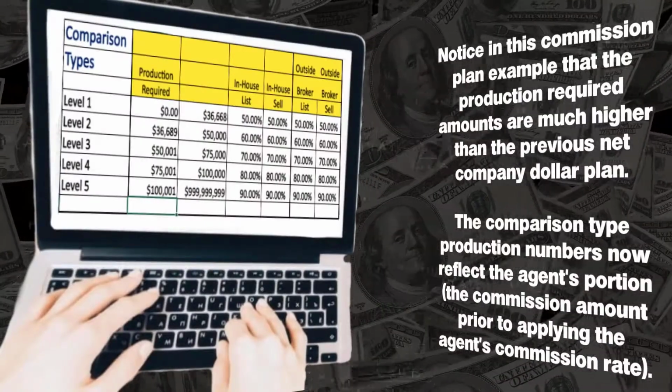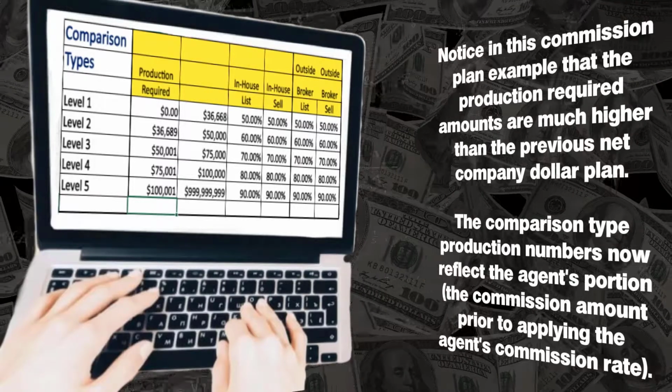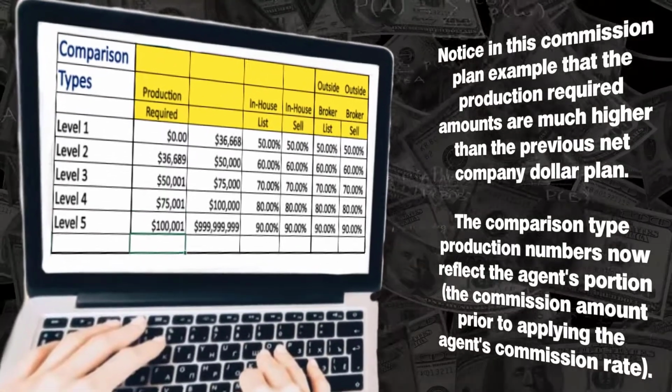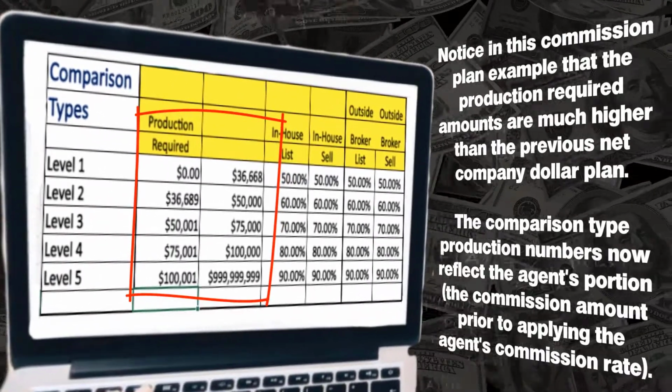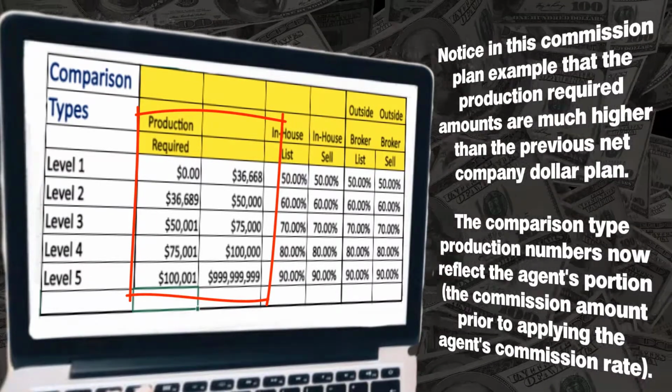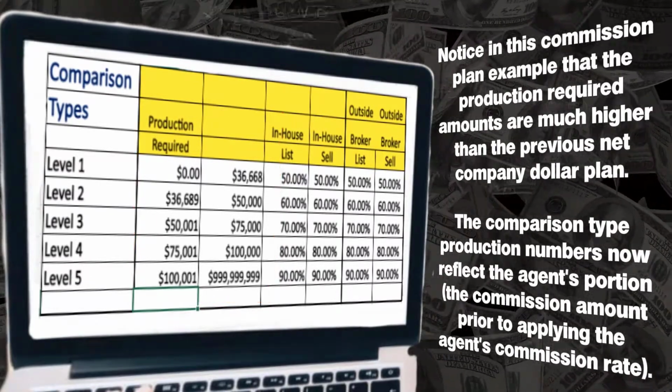Notice in this commission plan example that the required production amounts are much higher than the previous net company dollar plan. The comparison type production numbers now reflect the agent's portion. That's the commission amount prior to applying the agent's commission rate.